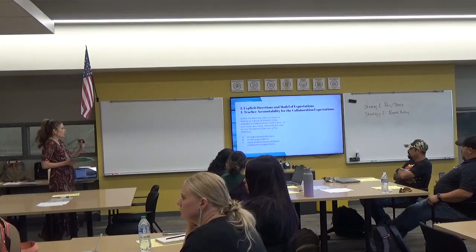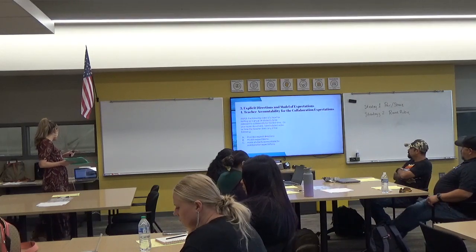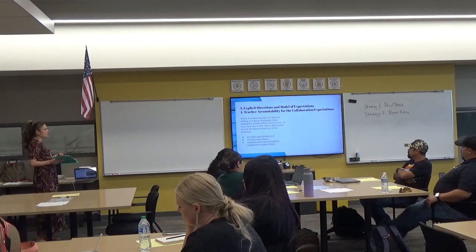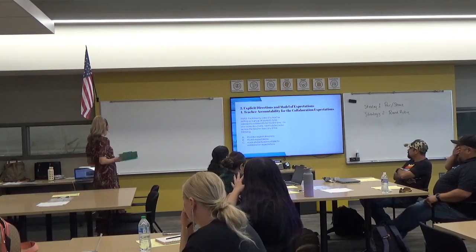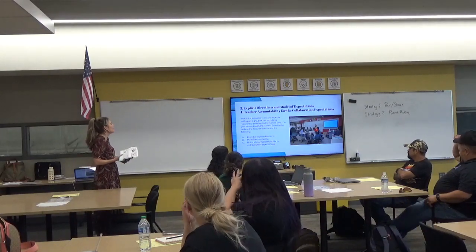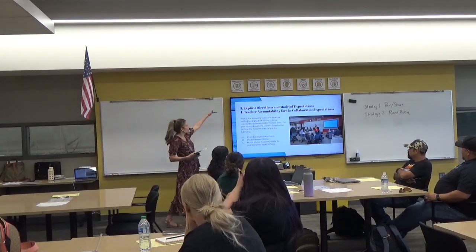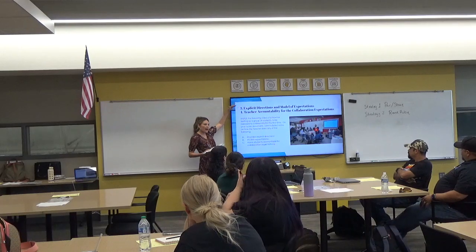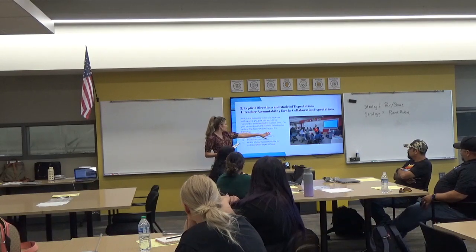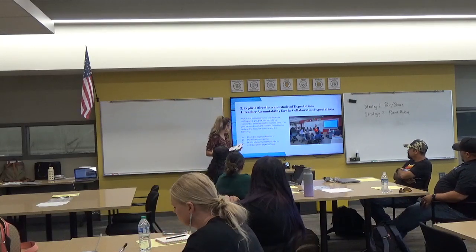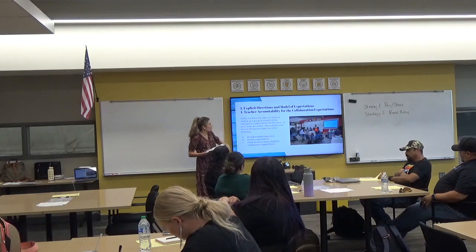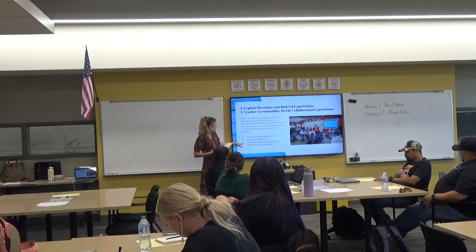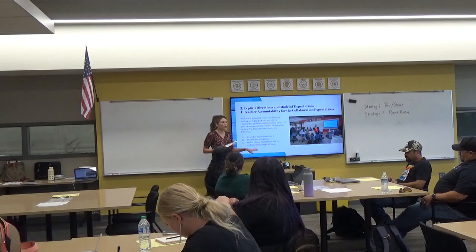So the next two you're going to see modeled in the video. It's explicit directions and models of expectations, and then teacher accountability for the collaborative expectations. The video should pop up any moment. So this happens before the students are released. As you're watching the video, you are going to try to take notes on how this teacher provides explicit directions and models those expectations. And then when the students are released, how is the teacher holding students accountable for those expectations?